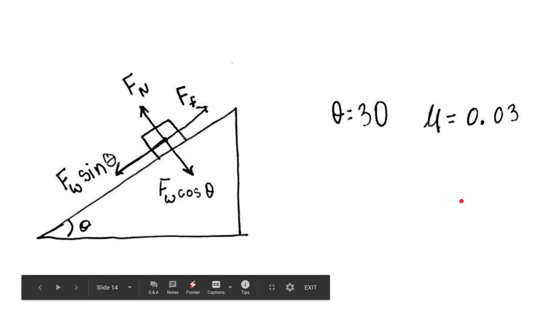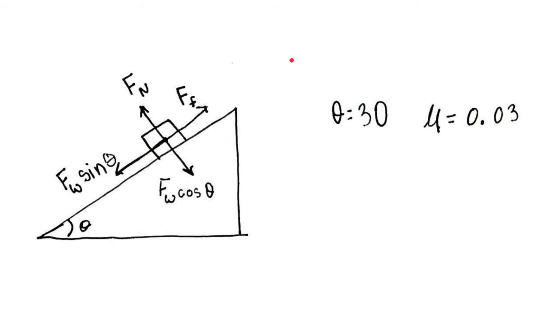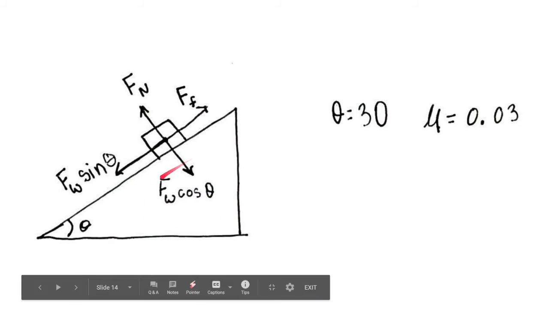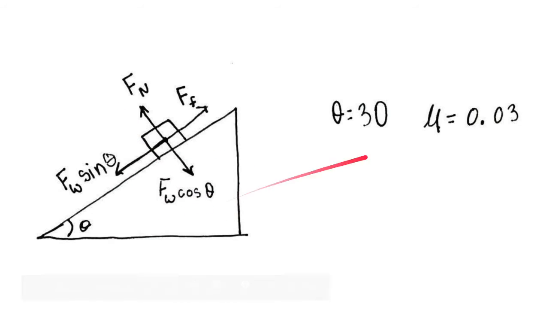Once again, we're going to draw a picture, and now notice that we have more forces being applied. So we have our force of weight sine theta that's driving it down, our force of friction that's opposing that motion, and our normal force, which is just going to be the same as our force of weight times cosine theta because it is perpendicular to our surface. Alright, we also know that our theta equals 30 and our coefficient of friction equals 0.03.